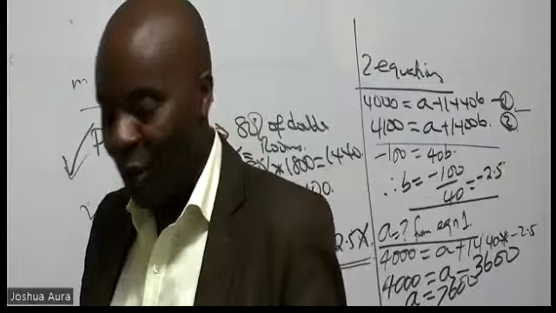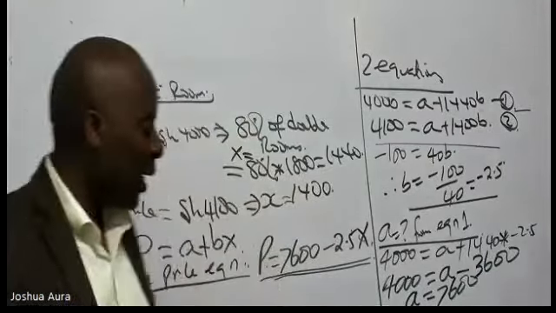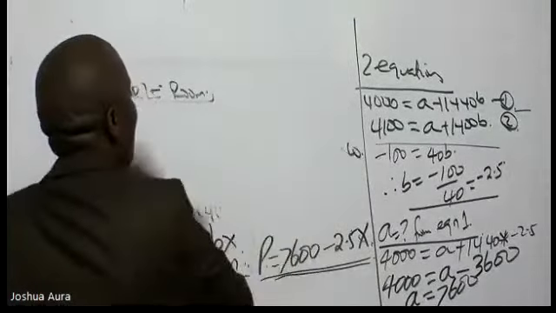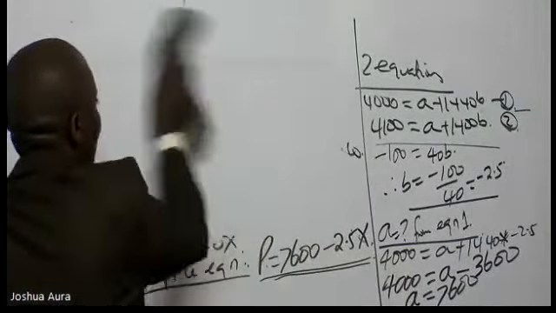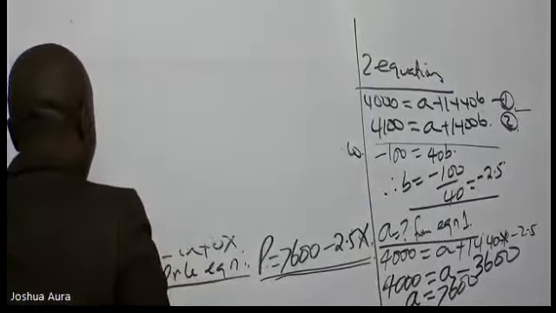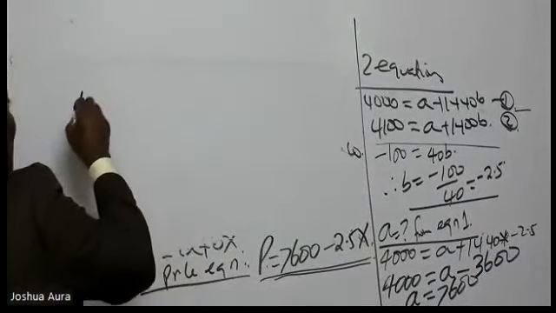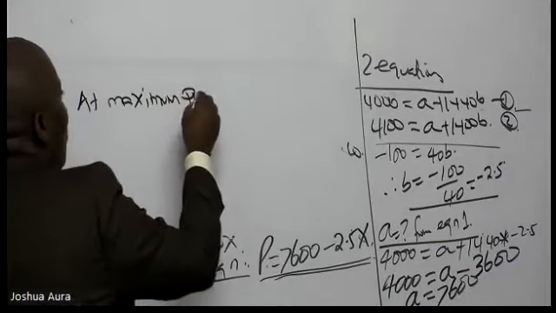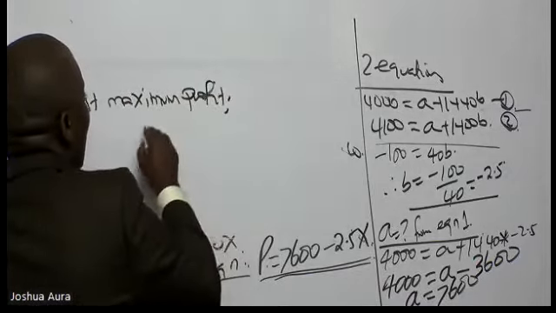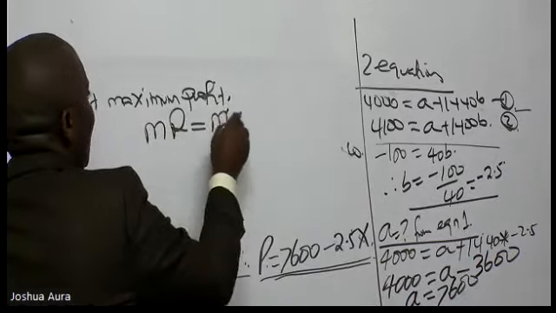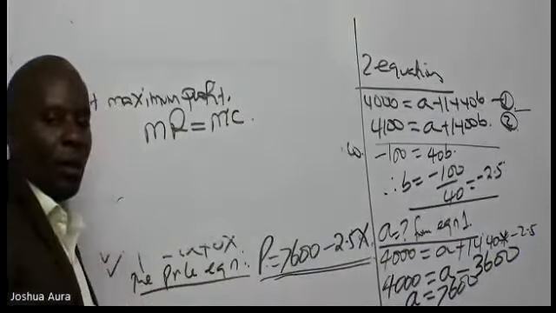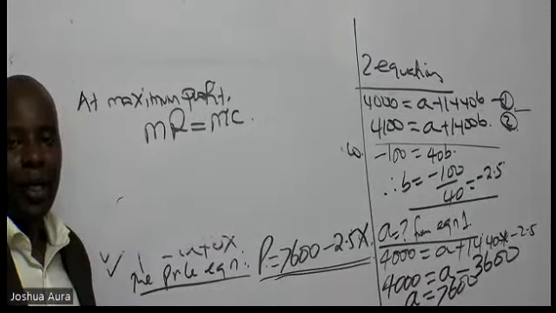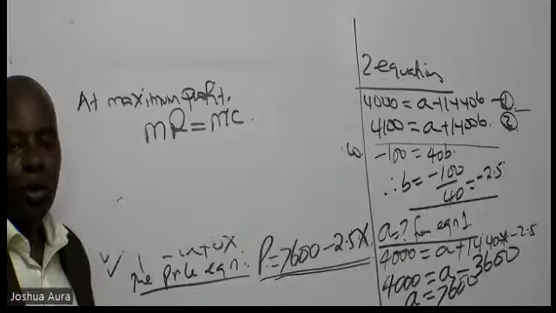I don't know whether there's anybody who is able to remember this concept. But at maximum profit, very easy, marginal revenue equals marginal cost. At maximum profit, marginal revenue equals marginal cost.